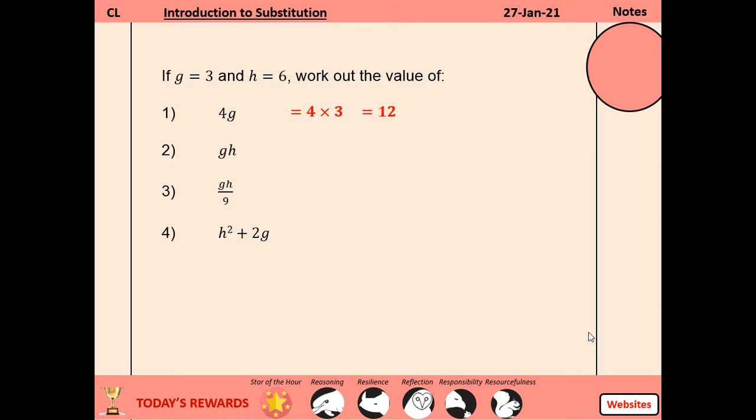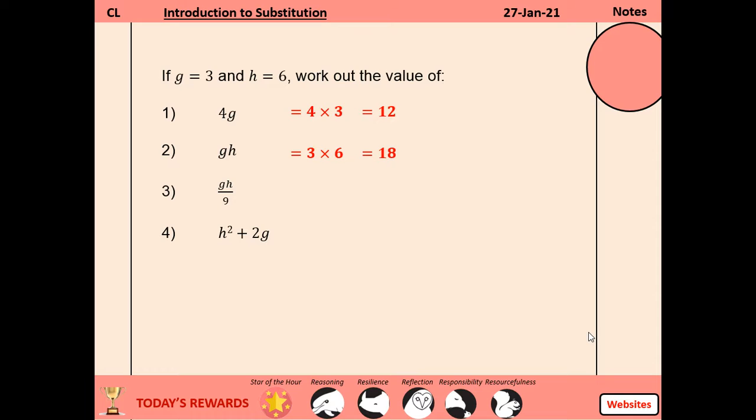GH, what do you say when we have letters next to each other? GH basically means, for question 2, G times H. They've given the value of G and the value of H. It's 3 and 6. So what am I going to do? Instead of doing G times H, I'm going to do 3 times 6, which is 18. Does that make sense? Okay.